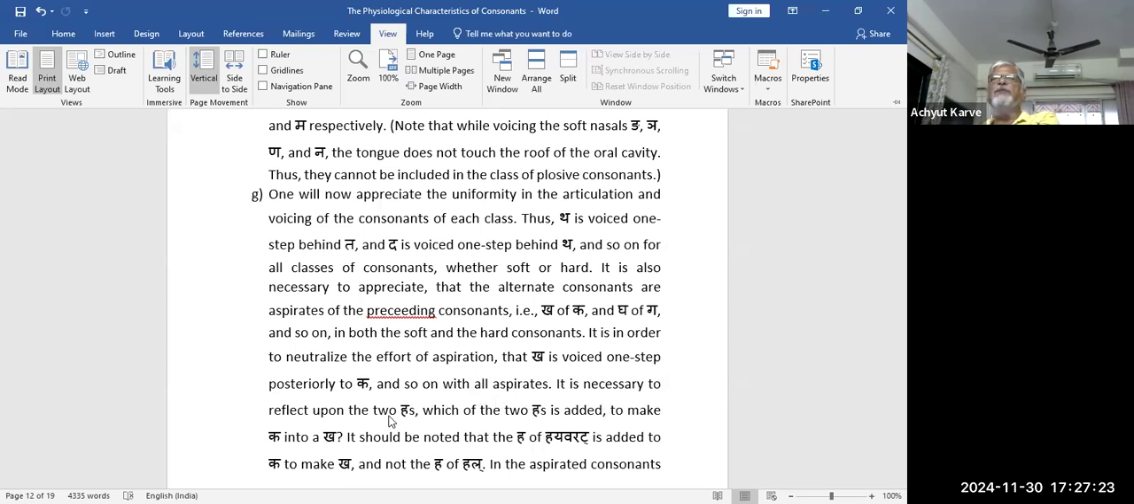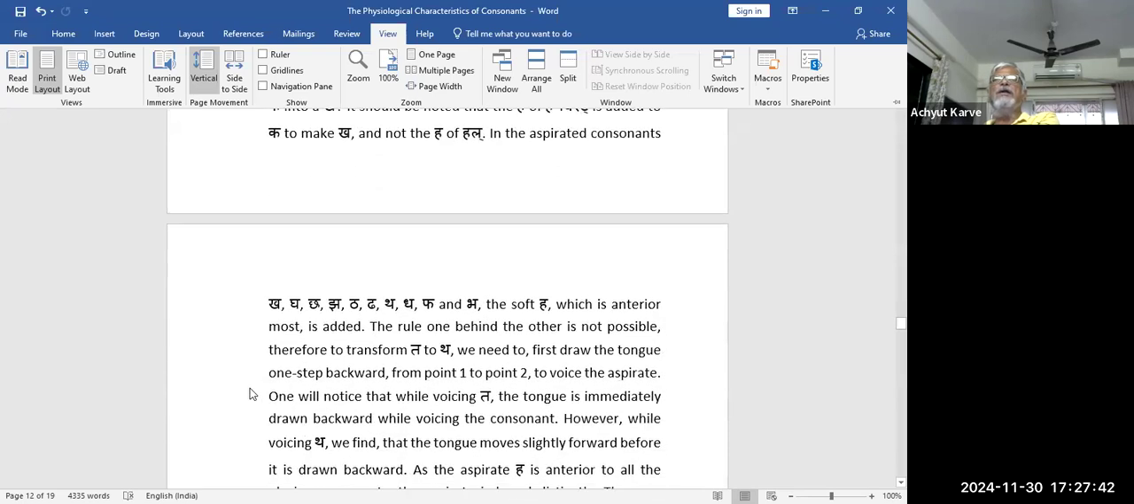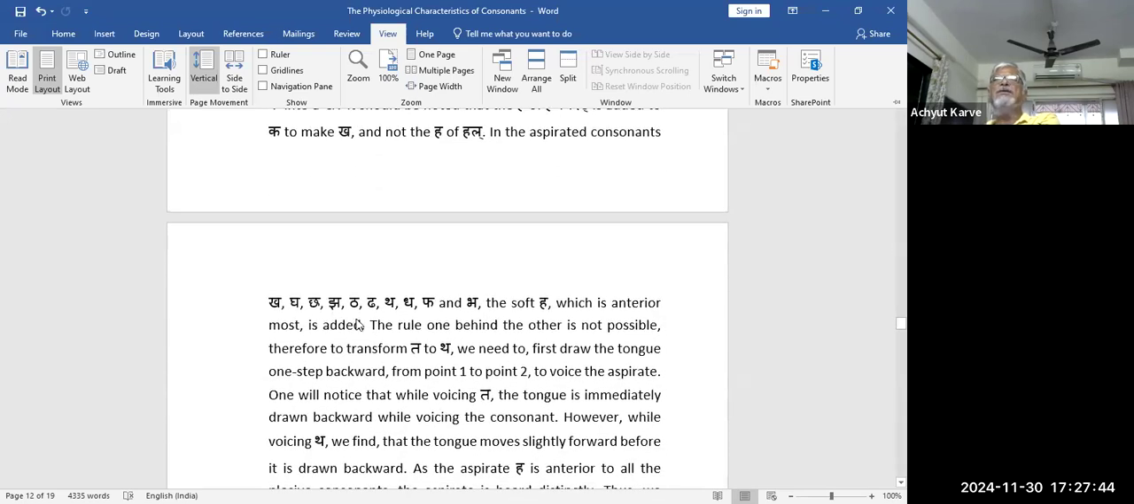It is necessary to reflect upon the two has. Which of the two has is added to make ka into kha? It should be noted that the ha of Ayavarata is added to ka to make kha, and not the ha of hala. In the aspirated consonants, kha, gha, cha, jha, tha, dha, tha, dha, pha, bha, the soft ha, which is anterior most, is added. The rule one behind the other is not possible.